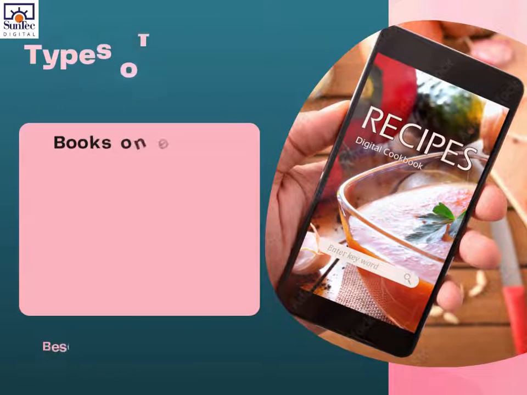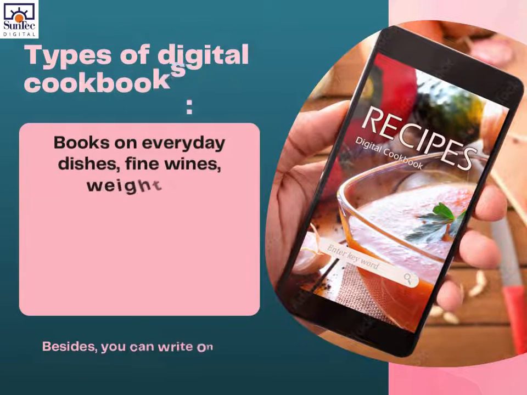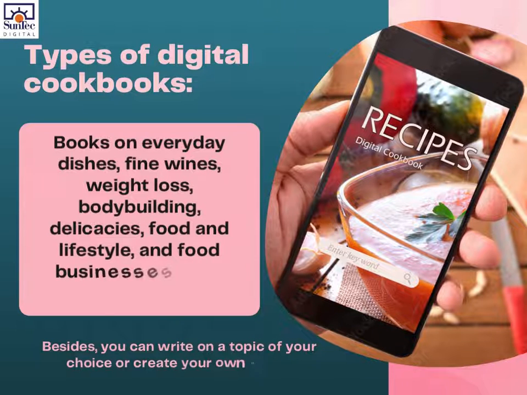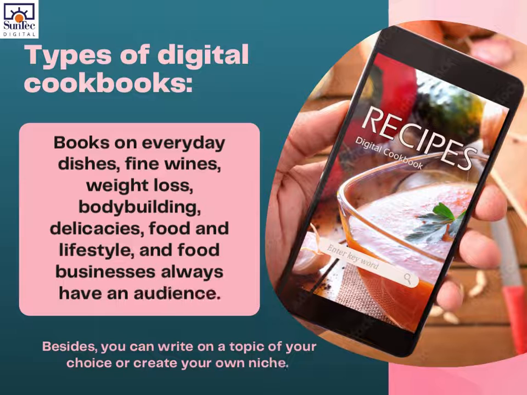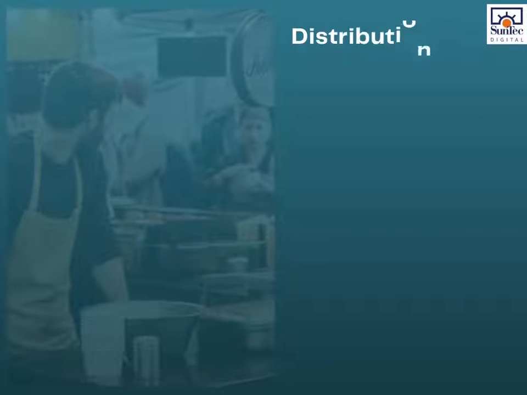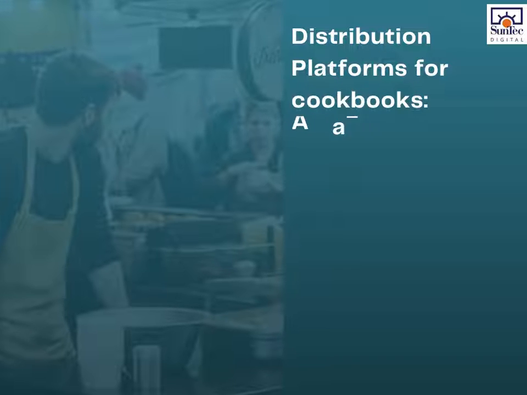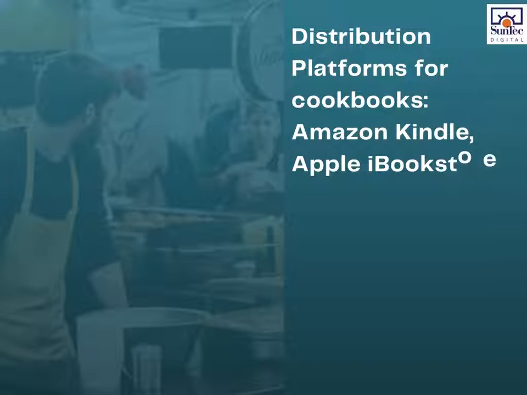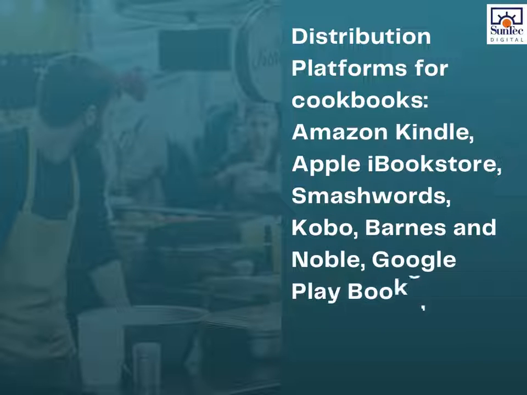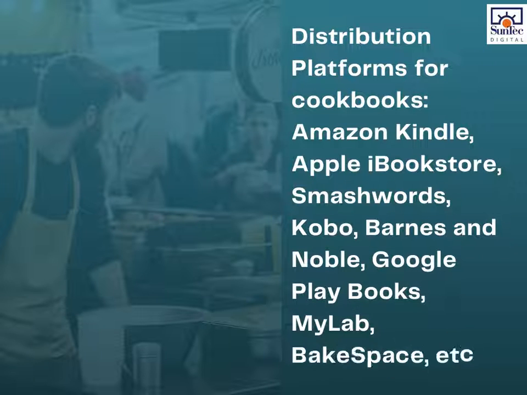Types of digital cookbooks: books on everyday dishes, fine wines, weight loss, bodybuilding, delicacies, food and lifestyle, and food businesses always have an audience. Besides, you can write on a topic of your choice or create your own niche. Distribution platforms for cookbooks: Amazon Kindle, Apple iBookstore, Smashwords, Kobo, Barnes and Noble, Google Play Books, MyLab, BakeSpace, etc.